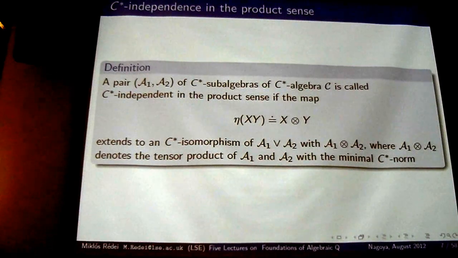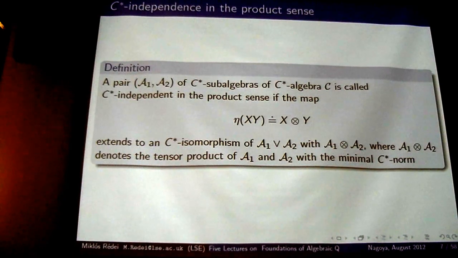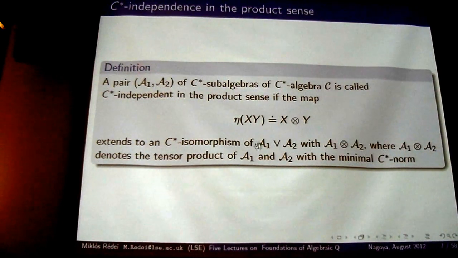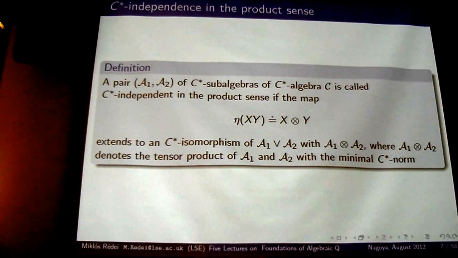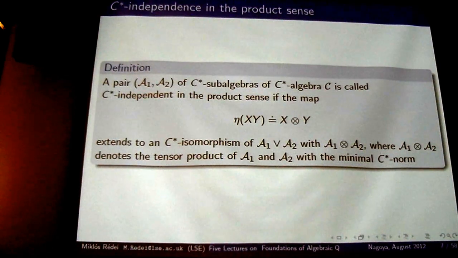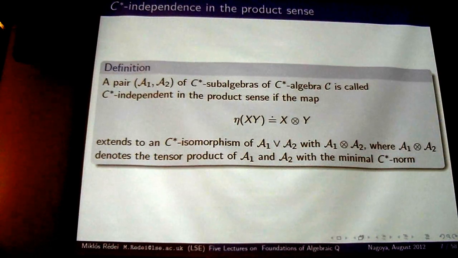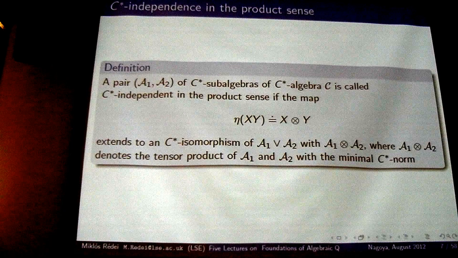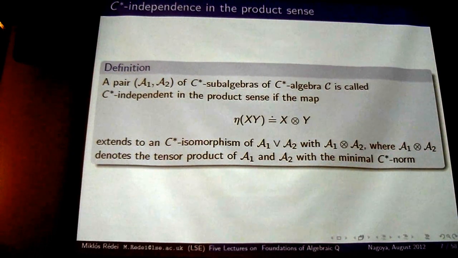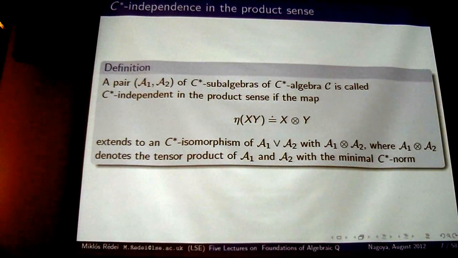Second definition. A pair of C-star subalgebras of a C-star algebra C is called C-star independent in the product sense if this map here extends to a C-star isomorphism of the C-star algebra generated in C by A1 and A2 with the minimal tensor product of the two C-star algebras. It's more or less obvious that if this is the case, then separate states can be jointly extended, because you just take the product state. Does the converse hold? Unclear. Again, you see immediately how the problem of the relation between different independence concepts emerges.